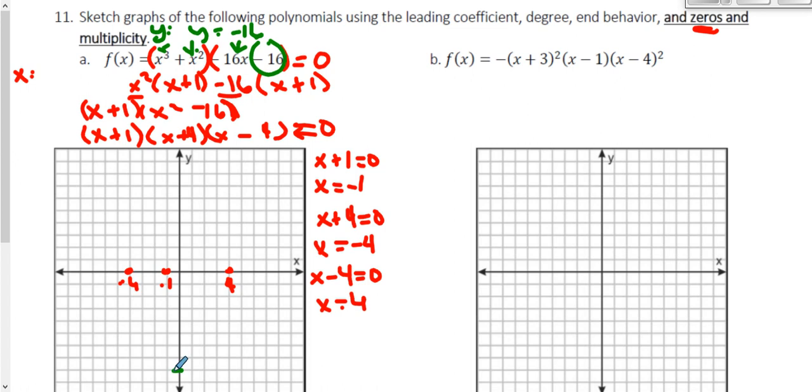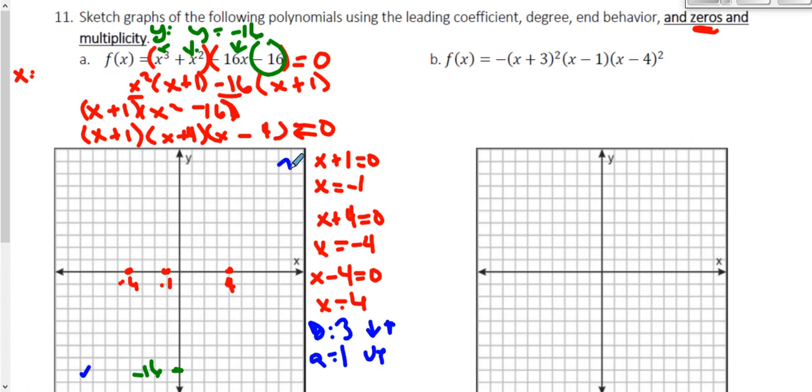Now, if we look at my degree and my leading coefficient, for this function, my highest power of x is 3, x cubed in front. So with a degree of 3, I should be low to high. The leading coefficient is an invisible 1, which is positive. So that means I'm right side up. So I'm going to keep my low to high pattern. So I have to start low and end high. Let's figure out what happens when I go to draw my graph.